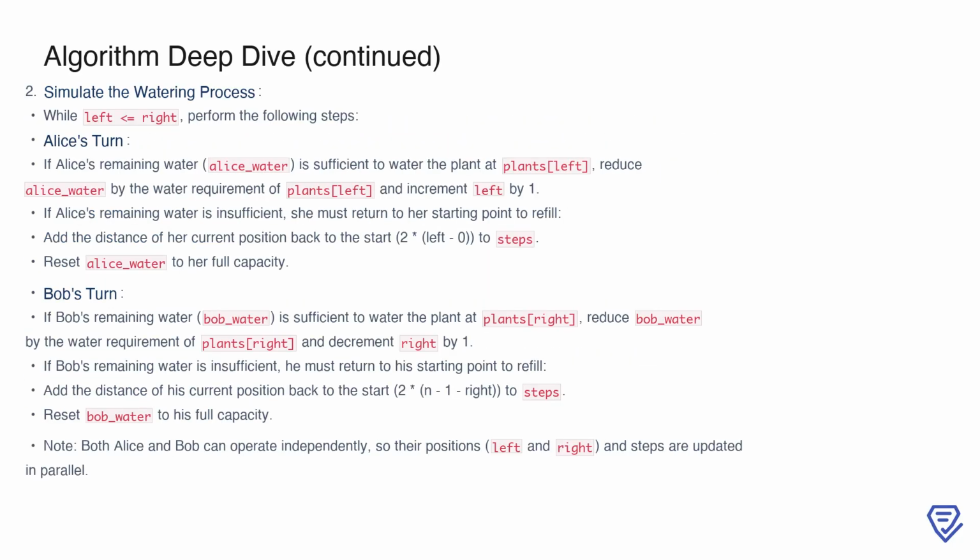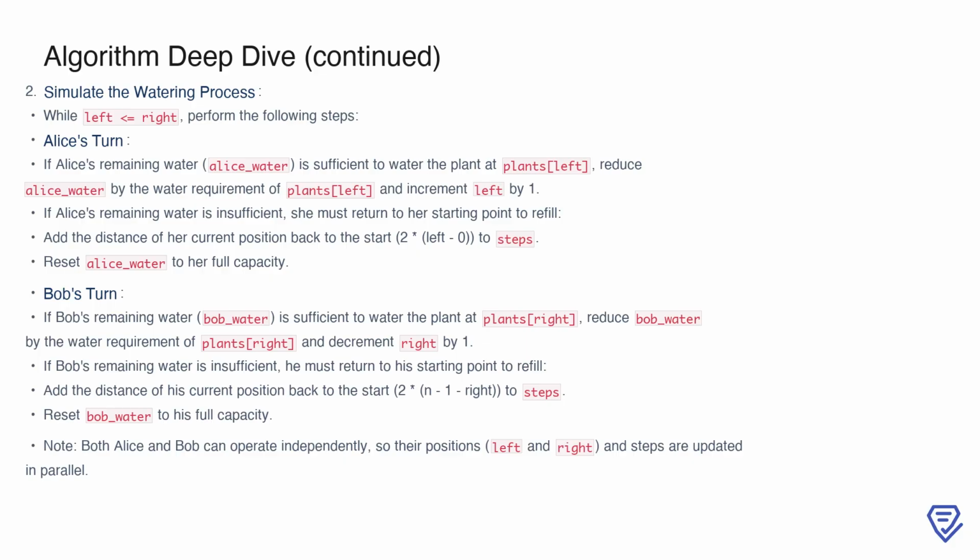Now, we simulate the watering process based on the positions of Alice and Bob. As long as Alice's pointer left does not surpass Bob's pointer right, both gardeners will continue working in parallel. For Alice, if she has enough water to handle the current plant, left, she waters it, reduces her water by the required amount, and moves to the next plant by incrementing left. However, if her remaining water is insufficient, she must return to her starting point to refill. This requires adding twice the distance back to the start, which is 2 * (left - 0), to the total steps. After refilling, her water supply is reset to full capacity.